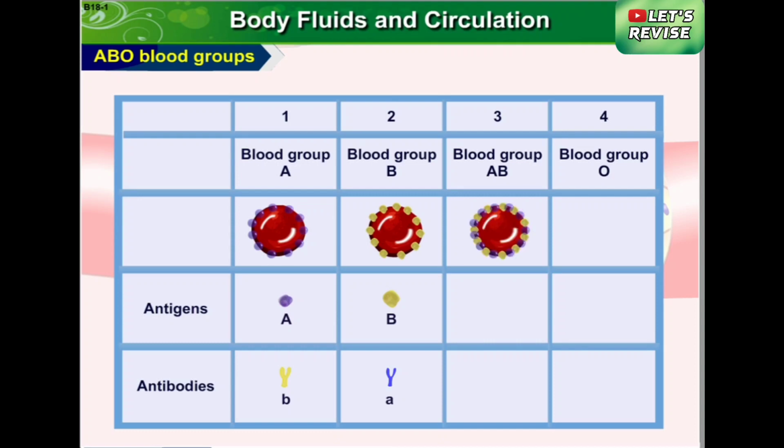3. Blood group AB, having both antigens, capital A and capital B, but no antibodies. 4. Blood group O, having no antigen, but both the antibodies, small a and small b.